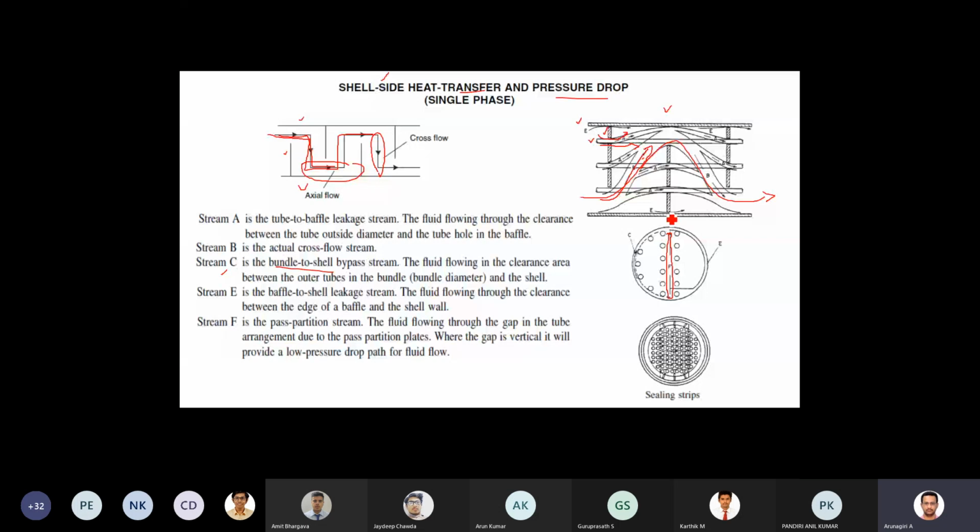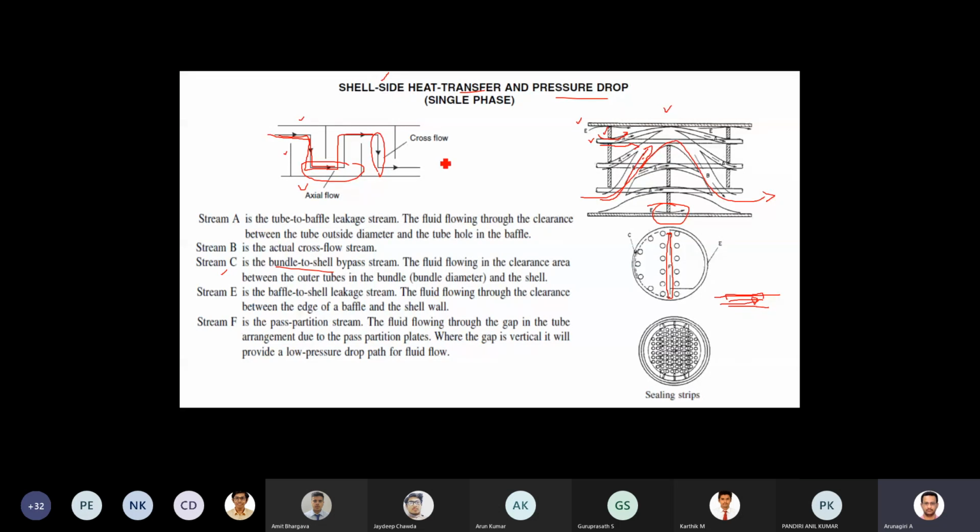Then in the other case, you have the baffle and shell wall, so the baffle to shell leakage stream. The liquid will flow through the clearance between the edge of the baffle and the shell wall. This is another leakage. Then one more stream is stream F. Here it's the fluid flowing through the gap in the tube arrangement due to pass partition plates. If you make a partition plate like this, you have to provide space. At least you should give minimum space, which should be more than half of your tube diameter. So this gap again leads to bypass streams.